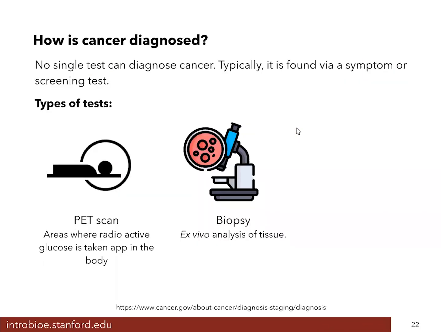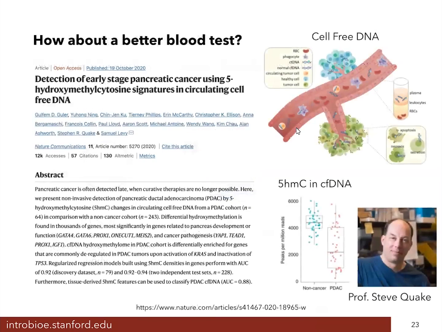Okay, so here are all of these different tests, and they're all good. They complement each other in different ways to be able to identify lots of different types of cancers. But can we do better than that? That's something that bioengineers have been asking for a while and trying to figure out an answer to. Because if we can get better early detection of cancer, we can increase the odds that people survive. So what about a better blood test?